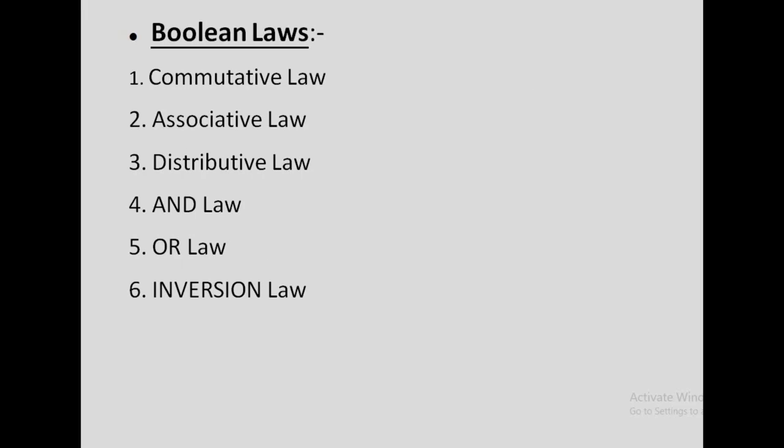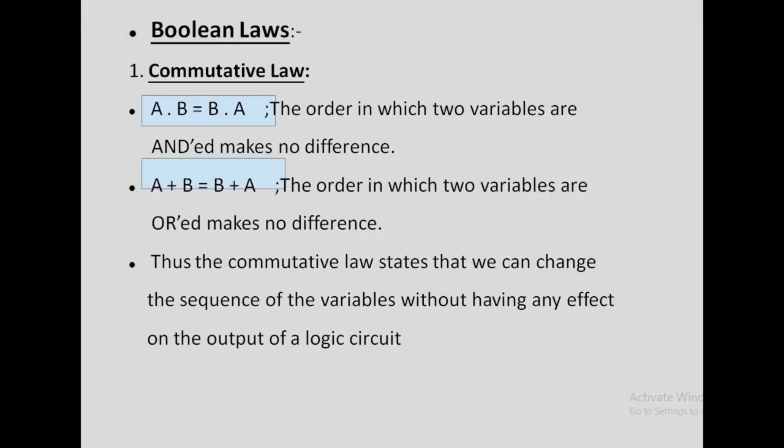Now, there are some Boolean laws which are used for analysis purpose. First is commutative law, second is associative law, third is distributive law, fourth AND law, fifth OR law, and last is inversion law. First we will see commutative law.